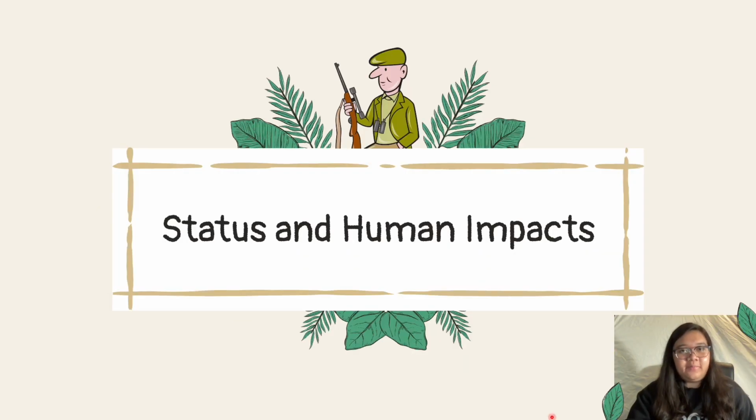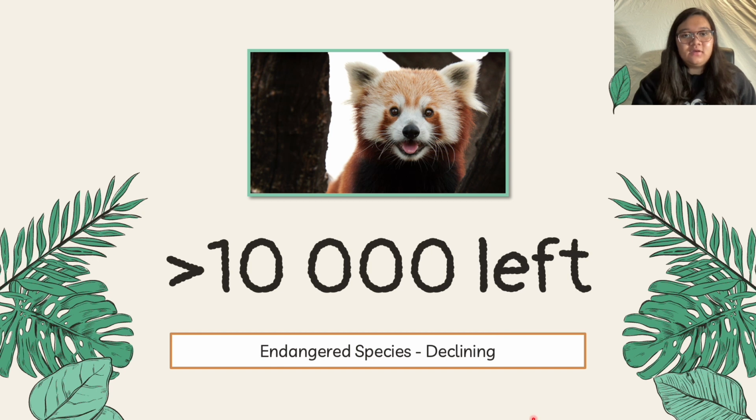So where do we play a part in this? Well, this topic talks about their status and how we impact their species. So unfortunately, the red pandas are endangered species and their population is slowly declining, and there are less than 10,000 left in the wild.